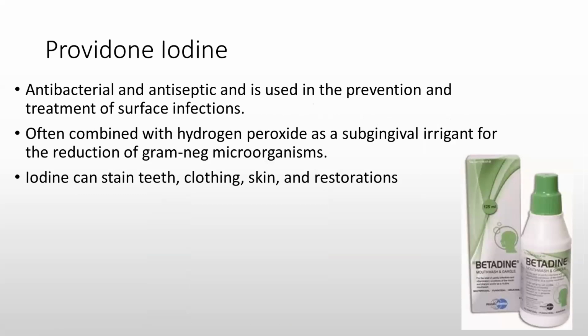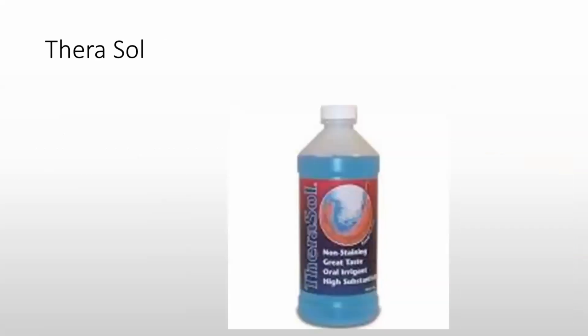Povidone iodine is an antibacterial and antiseptic, and it's used for the prevention of surface infections. But you can combine the iodine with hydrogen peroxide and use that as a subgingival irrigant for the reduction of those gram-negative microorganisms. Now, iodine can stain the teeth, it stains the clothing, it tastes awful. They do have a kind that doesn't stain, it's clear. So you need to use this judiciously, especially if the patient is allergic to iodine, but this is one of the best things you can irrigate with in office.